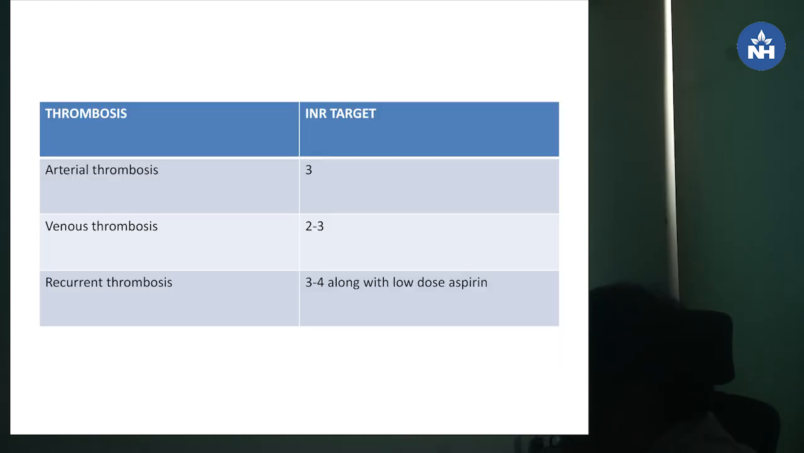Now target INR. If it is arterial thrombosis, target INR is 3. In case of venous thrombosis, target INR is 2 to 3. But in case of recurrent thrombosis, 3 to 4 along with low dose aspirin.